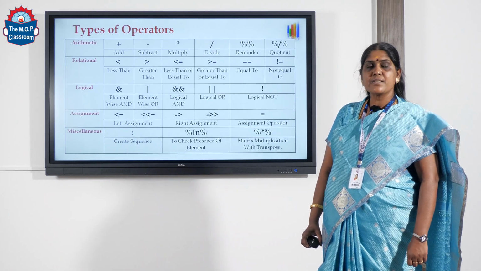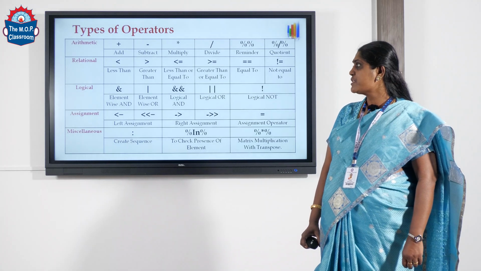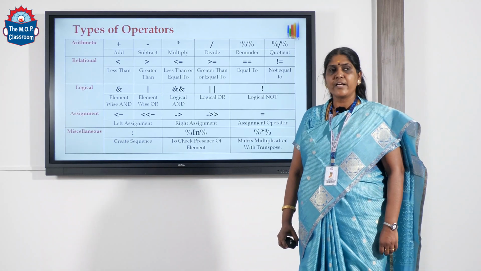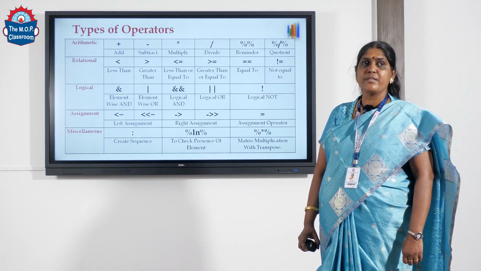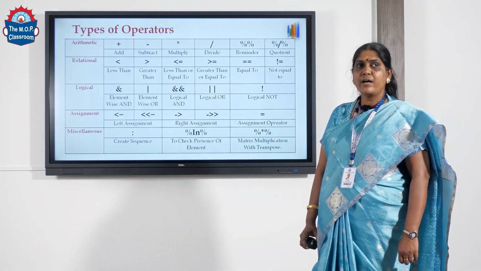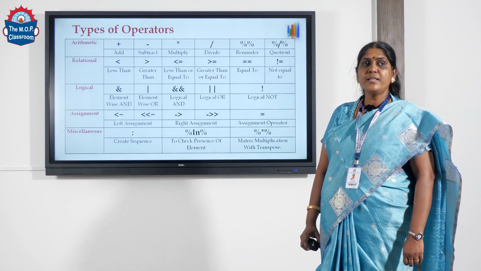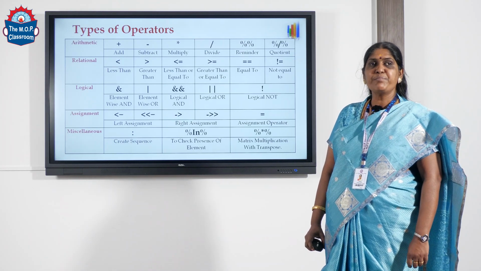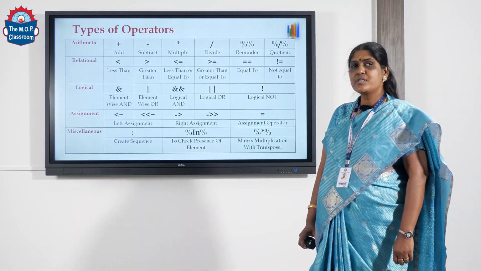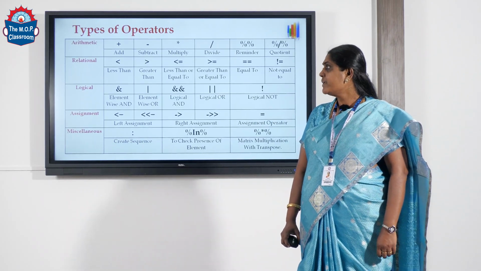Next we have the logical operators. The logical operators are of two types. One is element-wise and another one is logical. For element-wise, we can AND the operands using ampersand. We can OR the operands using the pipe symbol. Logical AND is double ampersand and logical OR is double pipe symbol. Again we have the logical NOT operator which is an exclamation mark.